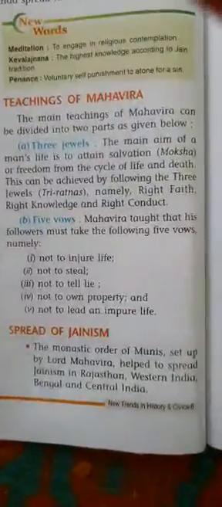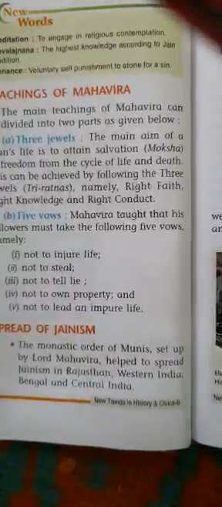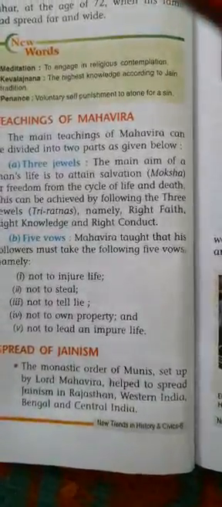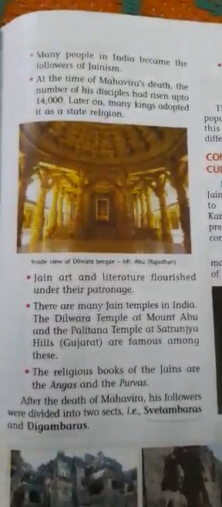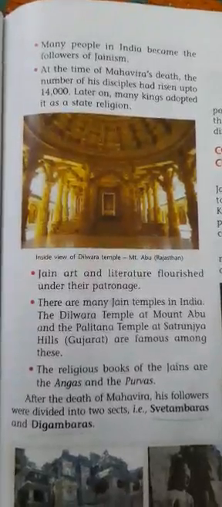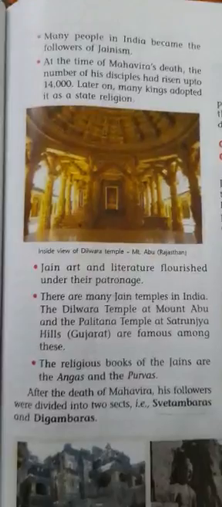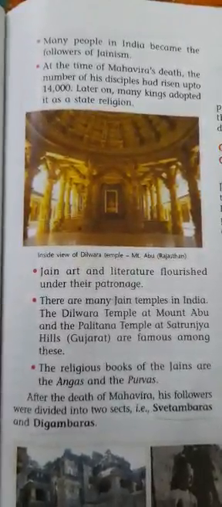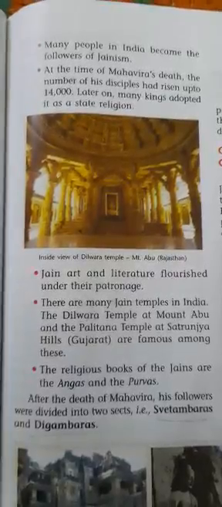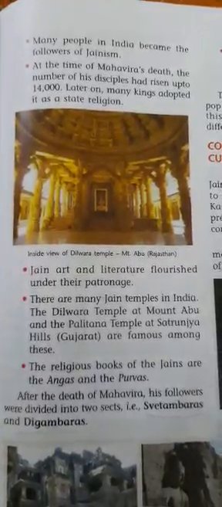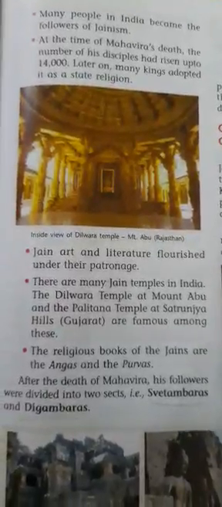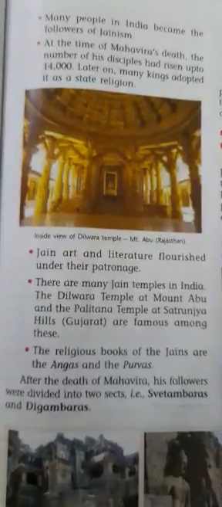Next we'll see about the spread of Jainism here. Jainism spread towards Rajasthan, Western India, Bengal and Central India. Many people in India became followers of Jainism, and at the time of Mahavira's death, there were about 14,000 disciples. Later on you can see some of the kings also converted to Jainism, and they made Jainism their state religion also.